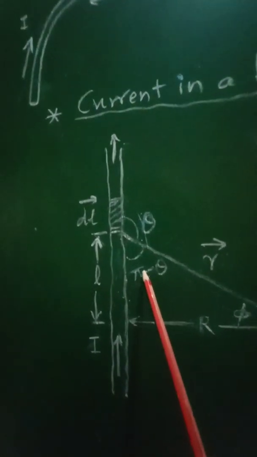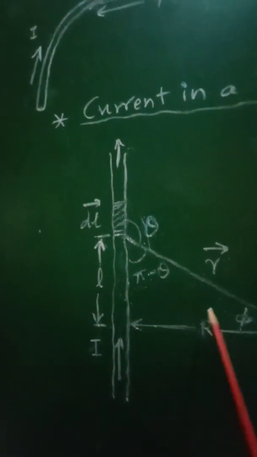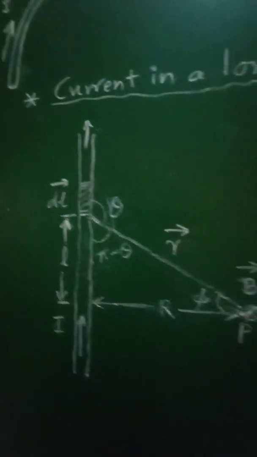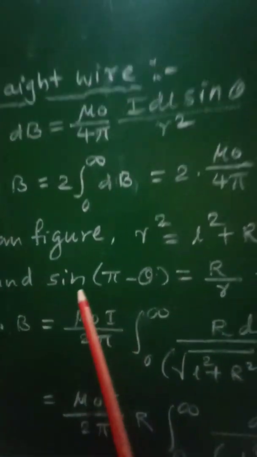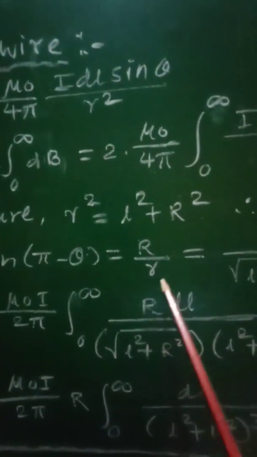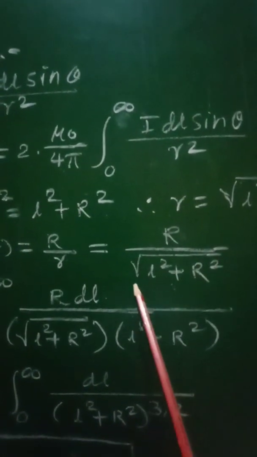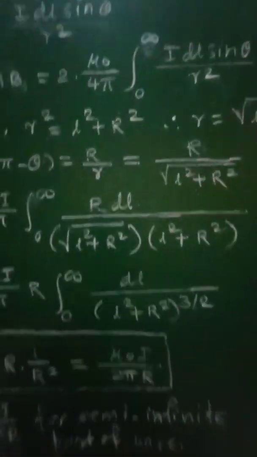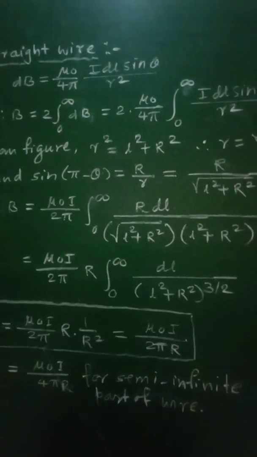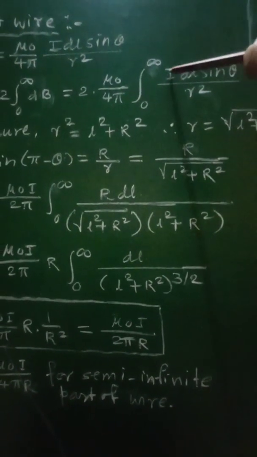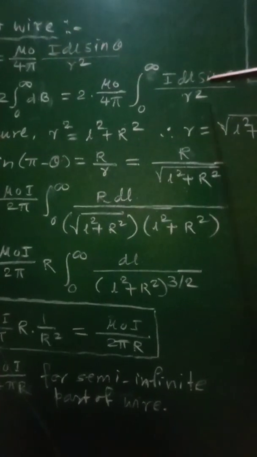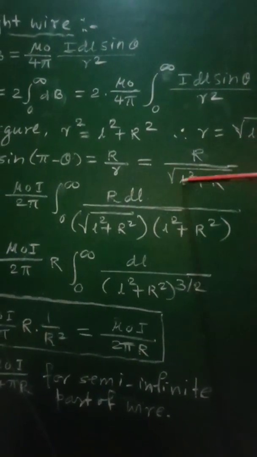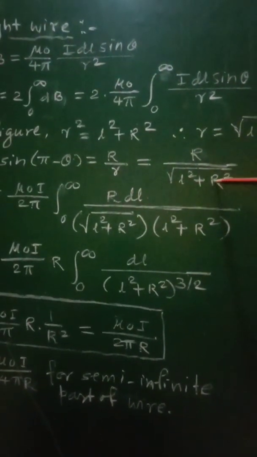Similarly, if you consider this angle pi minus theta, sine of pi minus theta will be equal to R by r, capital R upon small r, and therefore sine of pi minus theta is equal to capital R upon square root of L square plus R square. Now if you put these values in the above relation, I is constant, so it will be taken out of integration. Then in place of sine theta, it will be sine of pi minus theta, and that is equal to R upon square root of R square plus L square.